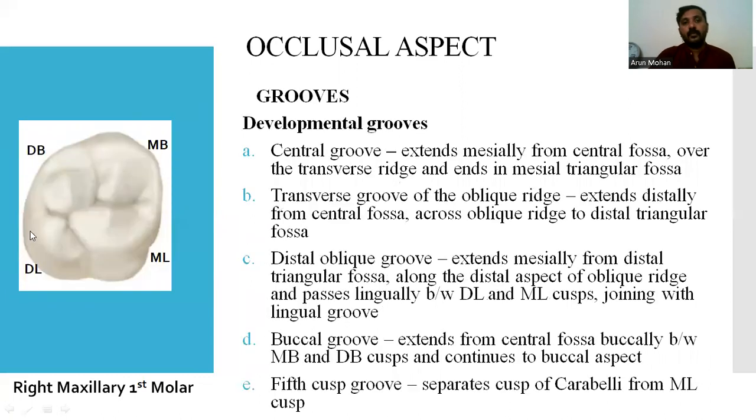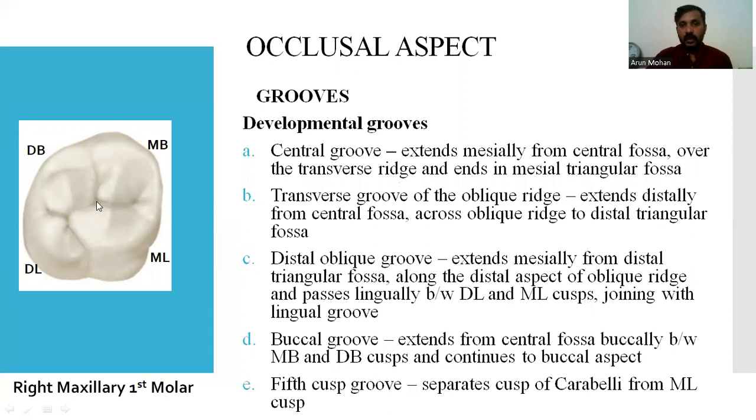The developmental grooves: there are a lot of grooves present on the occlusal surface of the maxillary first molar. The central groove extends mesially from the central fossa region. It starts from the central fossa and extends mesially, crosses the transverse ridge, and ends in the mesial triangular fossa. So this is the central groove.